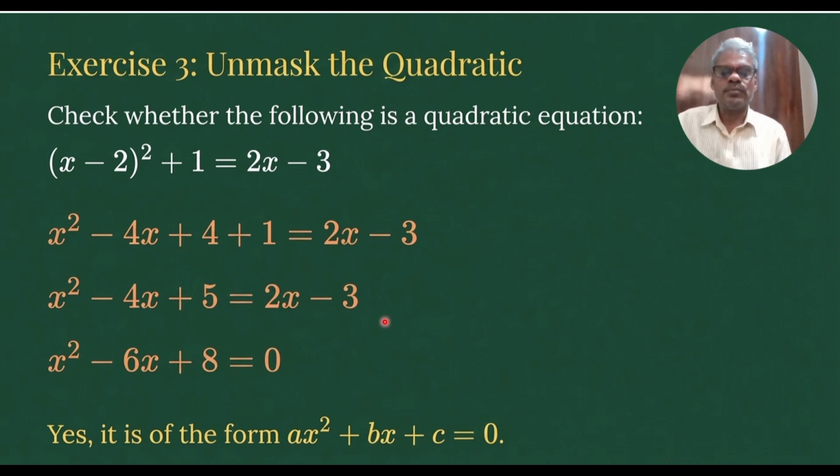Subtracting 2x from both sides and adding 3 to both sides, we get x squared minus 4x minus 2x plus 5 plus 3 is equal to 0. Simplifying, we get x squared minus 6x plus 8 is equal to 0, which is exactly in the form of ax squared plus bx plus c is equal to 0. Therefore, (x minus 2) squared plus 1 is equal to 2x minus 3 is a quadratic equation.